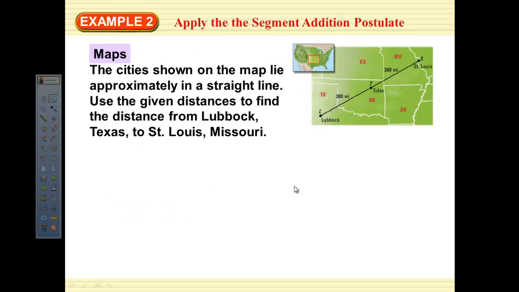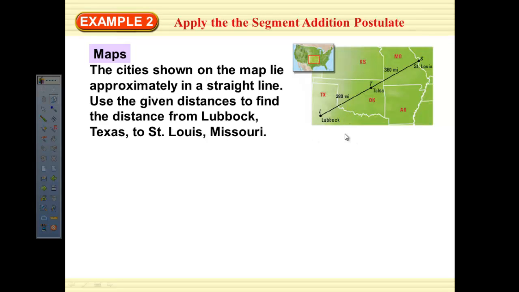All right, now we're going to look at the segment addition postulate. This tells us that if we have a point that is in between two other points, and in order for it to be between, we have to be able to draw one line that goes through all 3 points.